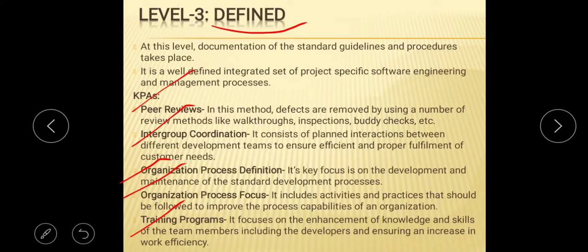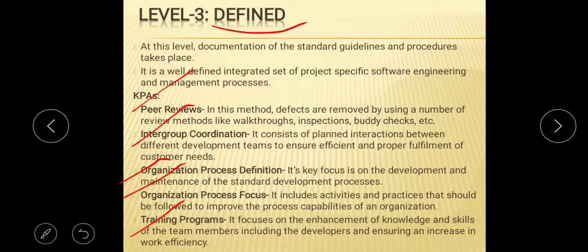Peer reviews, if we talk about this, in this method, defects are removed by using a number of review methods like walkthroughs, inspections, buddy checks, etc. Next, intergroup coordination, if we say, it consists of planning interactions between different development teams to ensure efficient and proper fulfillment of customer needs. Then we'll go for organization process definition.